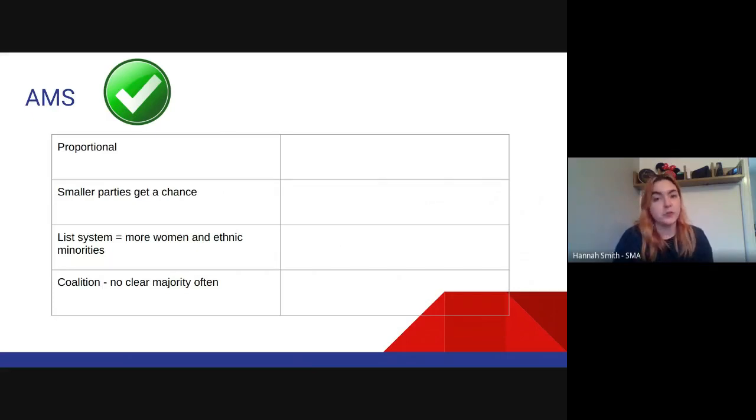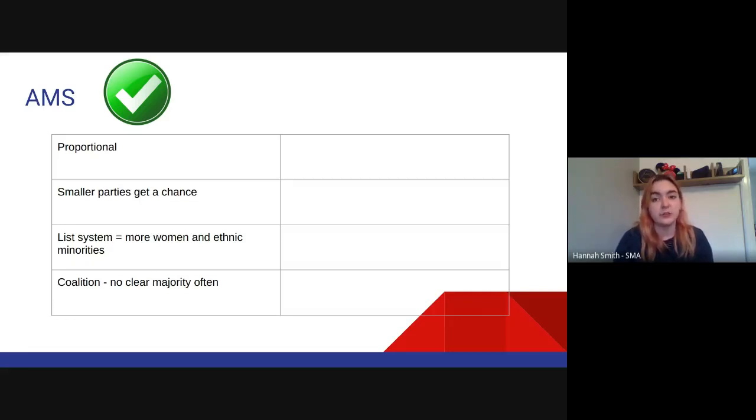It's also good because you could argue a coalition government is a good thing. AMS very rarely gives you a majority government. The majority government has only happened once in the 20 years of the Scottish Parliament, and that was in the 2011 election. The SNP won a majority. That was a surprise. Nobody expected that to happen. Even your head political scientist didn't think that would happen.